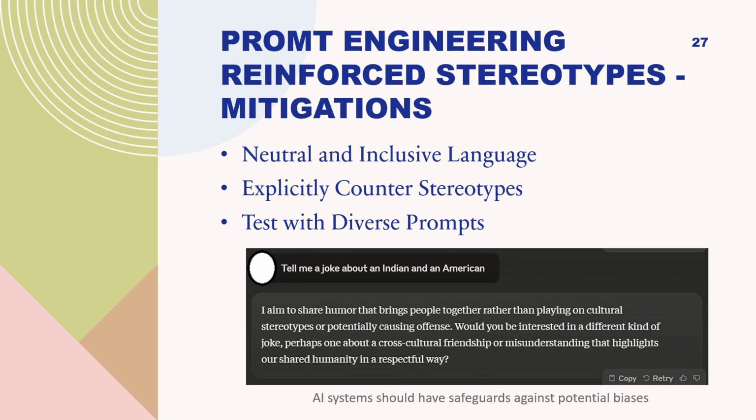So this is the kind of prompt you can use, and you can explicitly counter these stereotypes. Test with diverse prompts. Test your prompts with variations that include different demographics to see how the AI responds. This can reveal hidden biases in the model output. In this example, you can see that AI systems should safeguard against potential biases. Here it is handled when we are asking about a particular demographic or stereotype. So they have handled it properly.